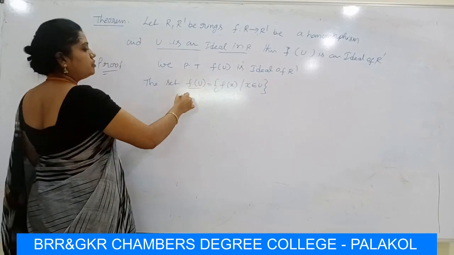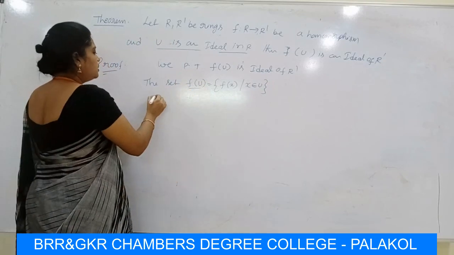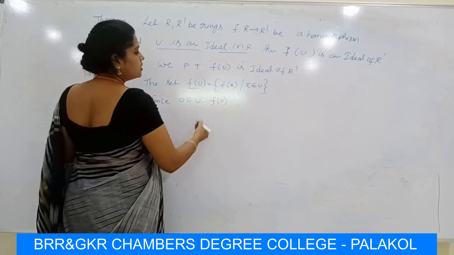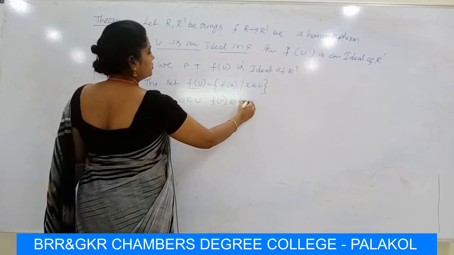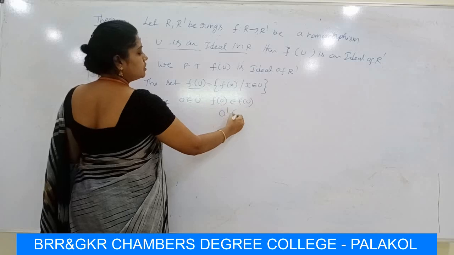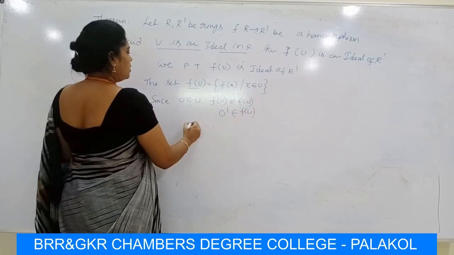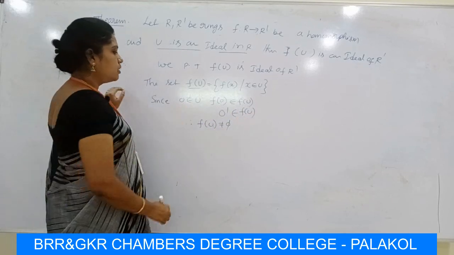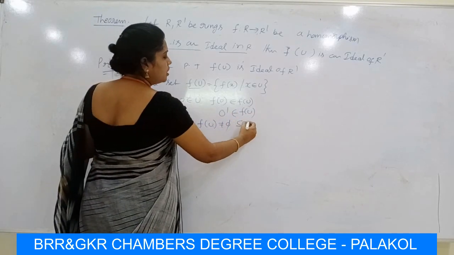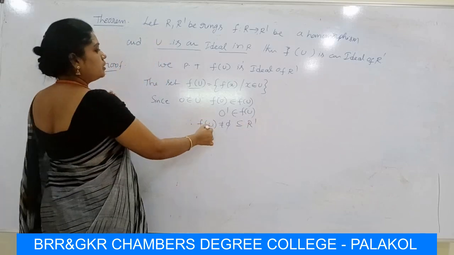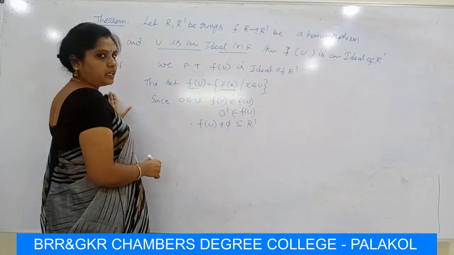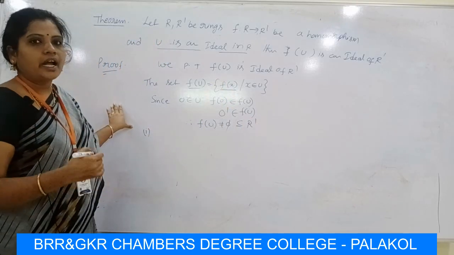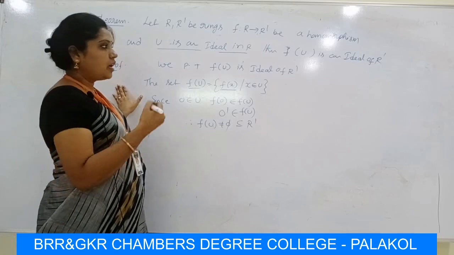First we have to prove F of U is a non-empty set. Since 0 belongs to U, its image belongs to F of U. So this can be written as 0 dash belongs to F of U. Therefore F of U is a non-empty set which contains 0 dash. It is also a subset of R dash, because F of U contains the images of elements x. So now we have to prove F of U is an ideal of R dash.